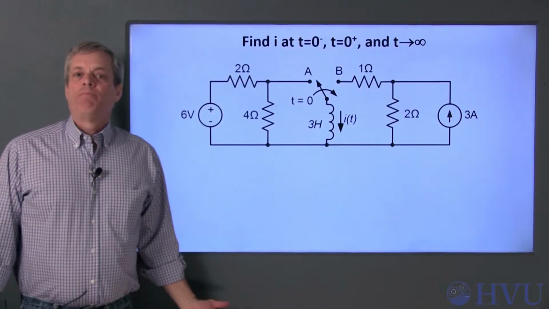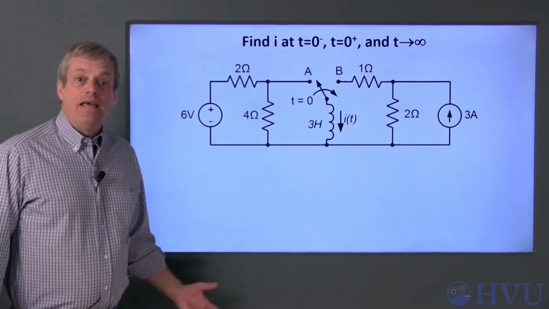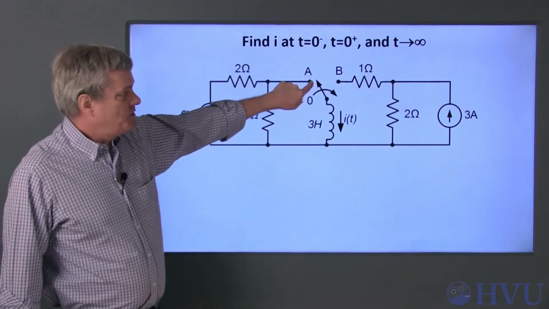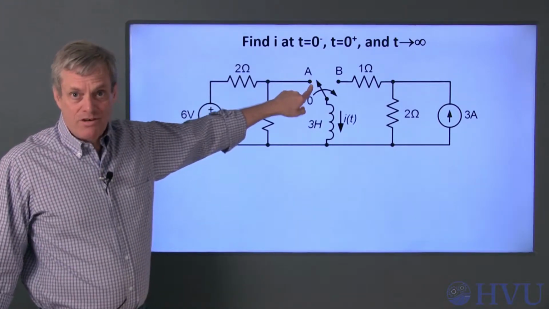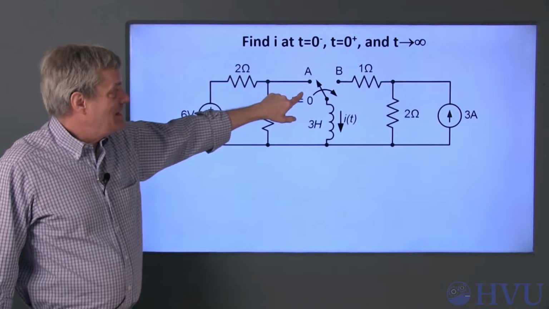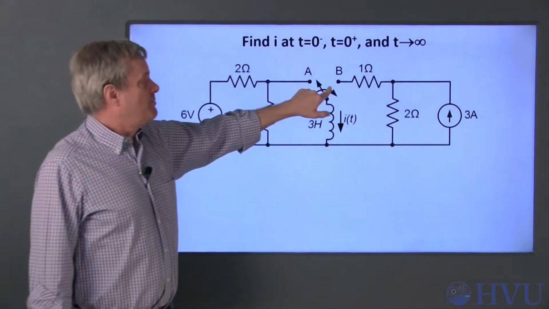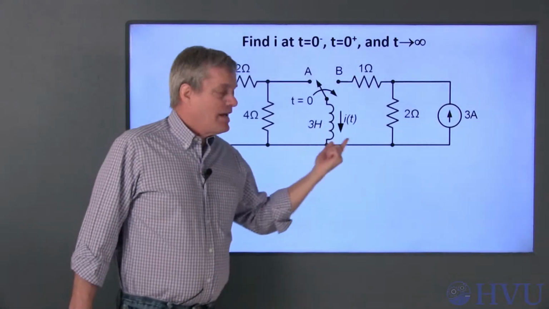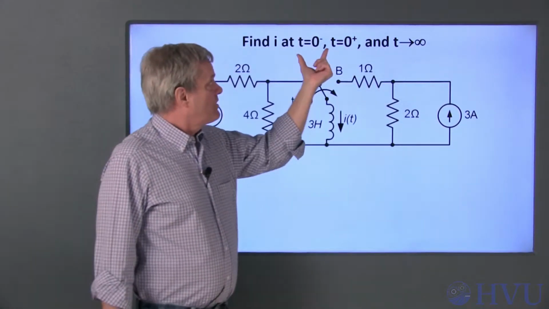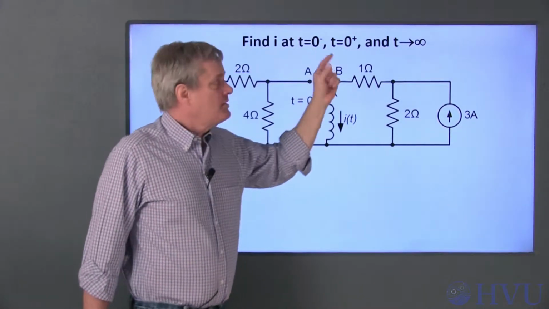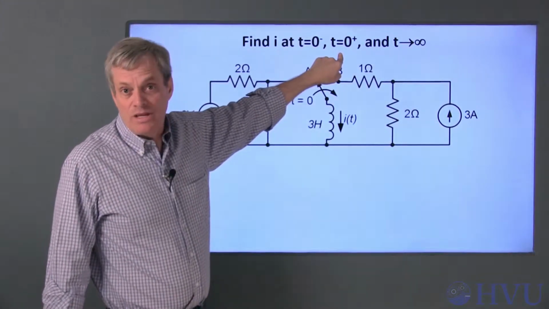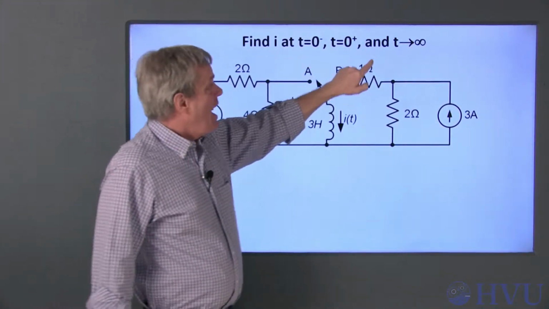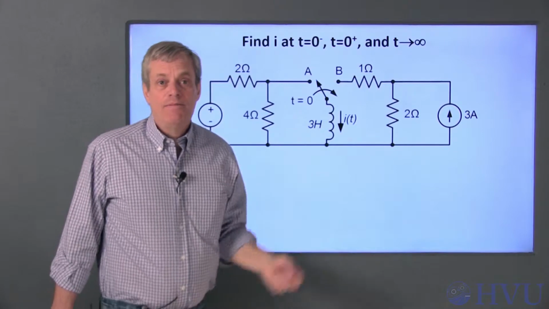Now let's do an example of these properties of inductors. In this circuit, the switch is at position A before t equals 0. At t equals 0, the switch instantaneously moves from position A to position B. We want to find the inductor current, I, just before the switch moves at t equals 0 minus, just after the switch moves at time t equals 0 plus, and as t goes to infinity.